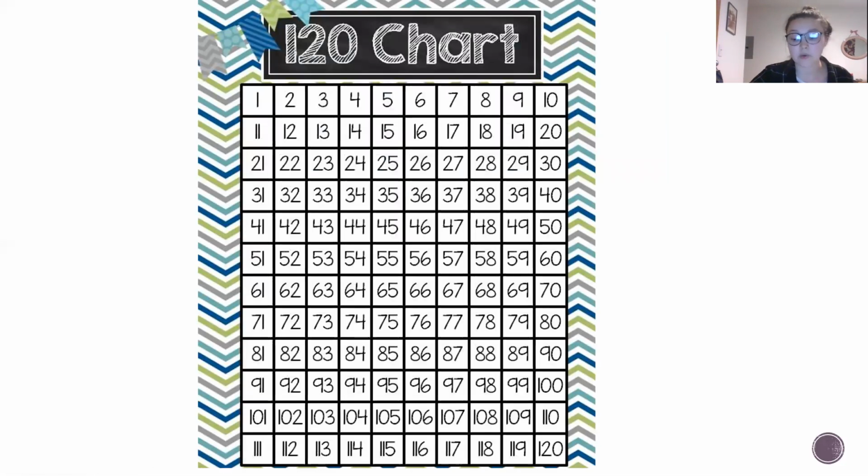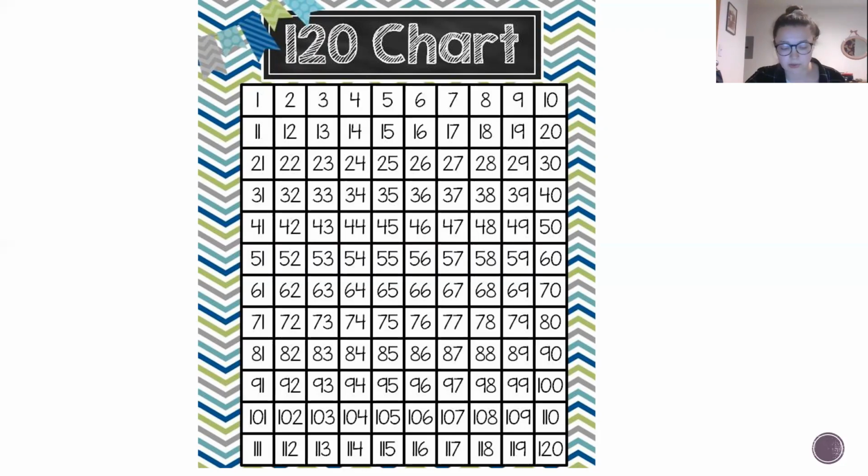The next thing that we're going to review is patterns on a 120 chart, which will be really useful for today's game of Mystery Number. We became almost experts at recognizing patterns in a 120 chart in the classroom. So this is going to be another quick review just to give our brains a reminder of some of those patterns that we can notice in a 120 chart.